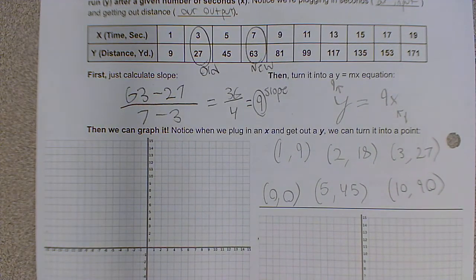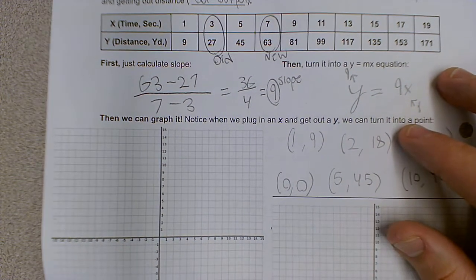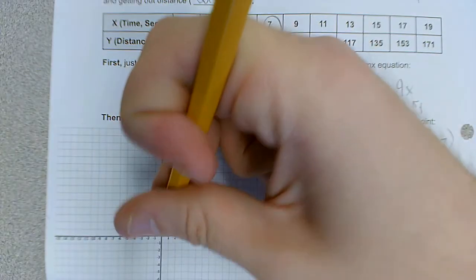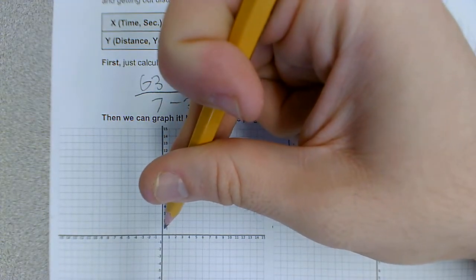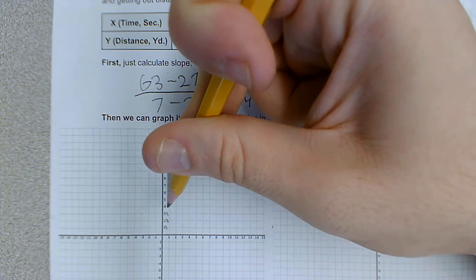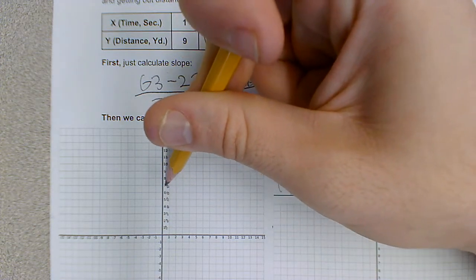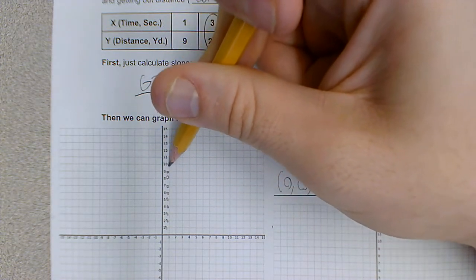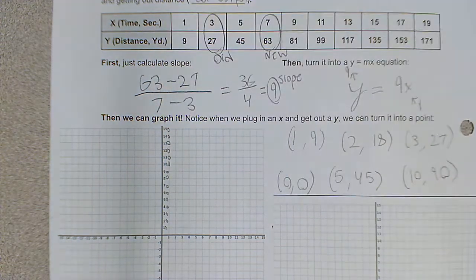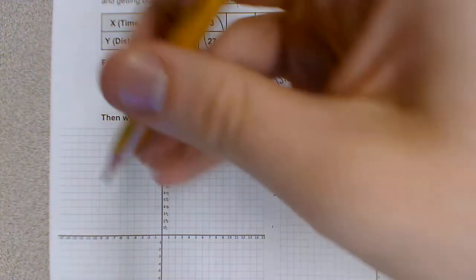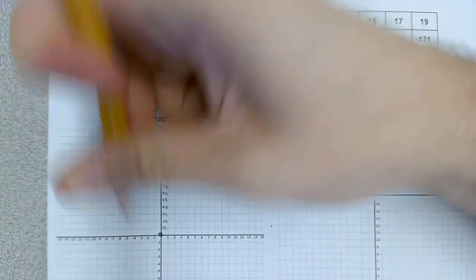Now that I have all these points, I can plot them. Let's look at this graph on the bottom left. I'm going to go ahead and make my y-axis out of tens. So I'm going to do 10, 20, 30, 40, 50, and so on. Once I've done that, I can go ahead and start plotting my points. I'm going to go to 0, 0. I have a point at 0, 0.